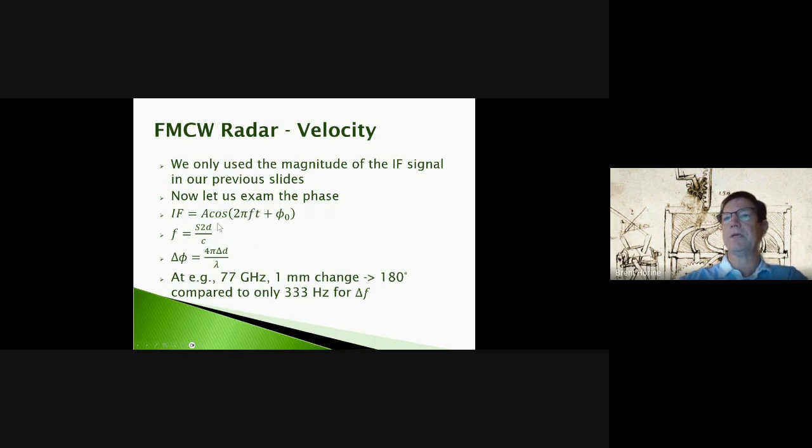The frequency of this cosine wave coming out of the signal is this slope times round trip distance divided by c. Again, the slope translates the frequency and the time, and then the speed of light translates this into distance, and 2 is a round trip conversion. So those are related. We've used that.